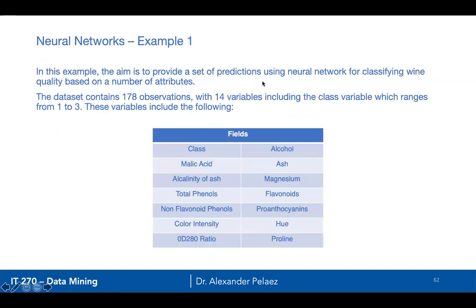The aim is to provide a set of predictions using a neural network for classifying wine quality based on a number of attributes. So I have here 14 attributes and 178 observations. I'm going to have another variable, which is the class variable, which will go from 1 to 3. So these are all the factors associated with the data set, and each one associates with a quality. What we want to do is have our neural network predict what the quality is from the given attributes. Very much like we were trying to do with a decision tree to predict the classification. And if you take the 250 class, we would use ordinal regression to do the same thing.